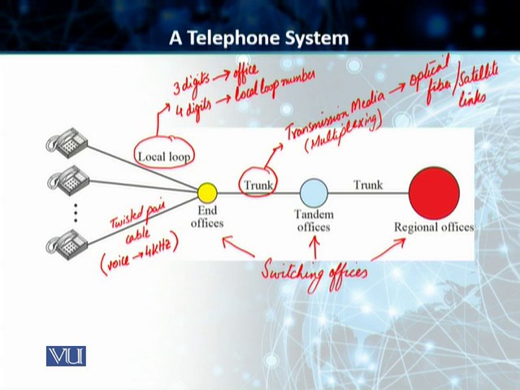Students, lastly, we've got switching offices. So we cannot afford to have a permanent connection between two subscribers who want to communicate. So what we do is, the telephone companies, they have got these switches, the digital switches that are located in these switching offices. Now students, every single switch, it actually connects multiple local loops or trunks, and therefore it allows a connection between different subscribers.